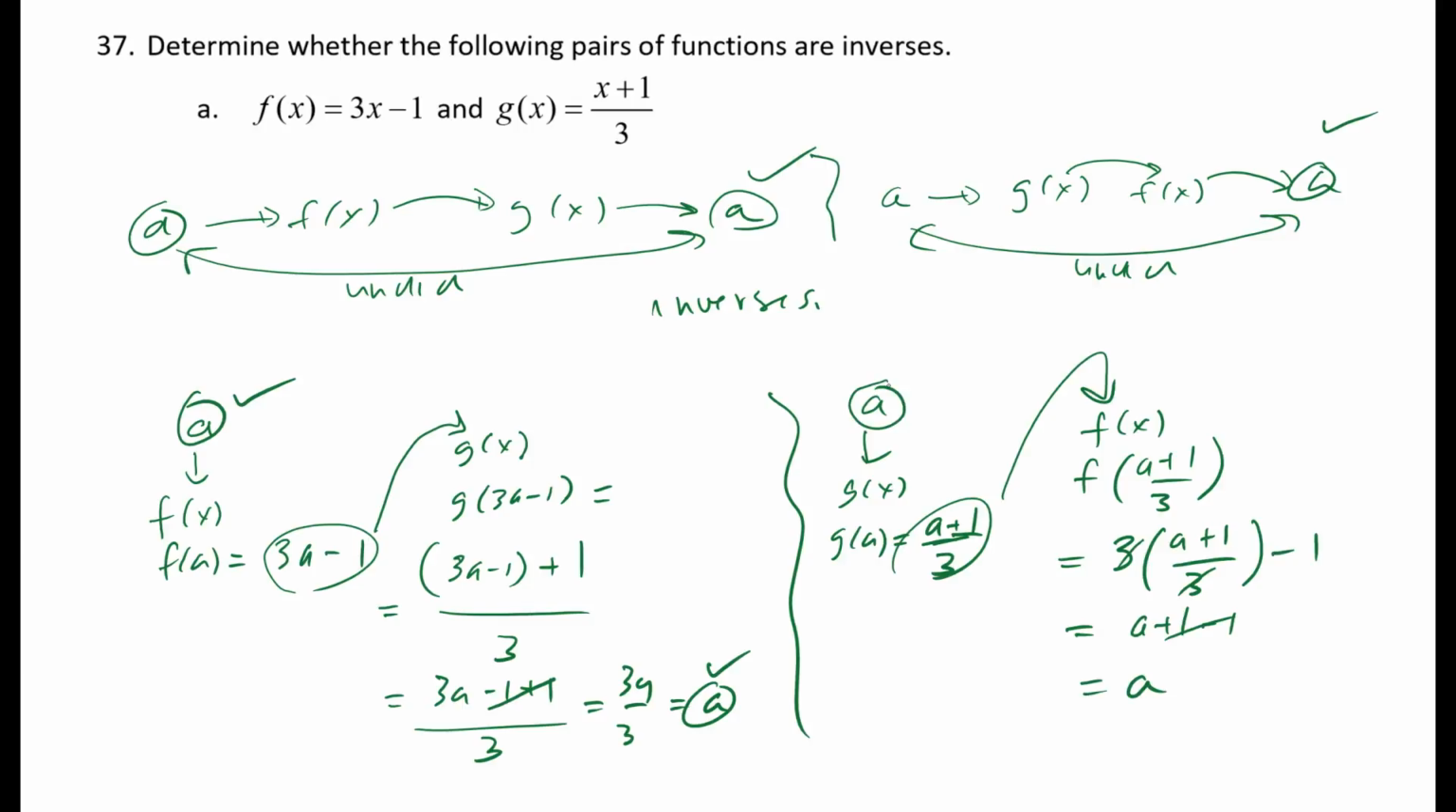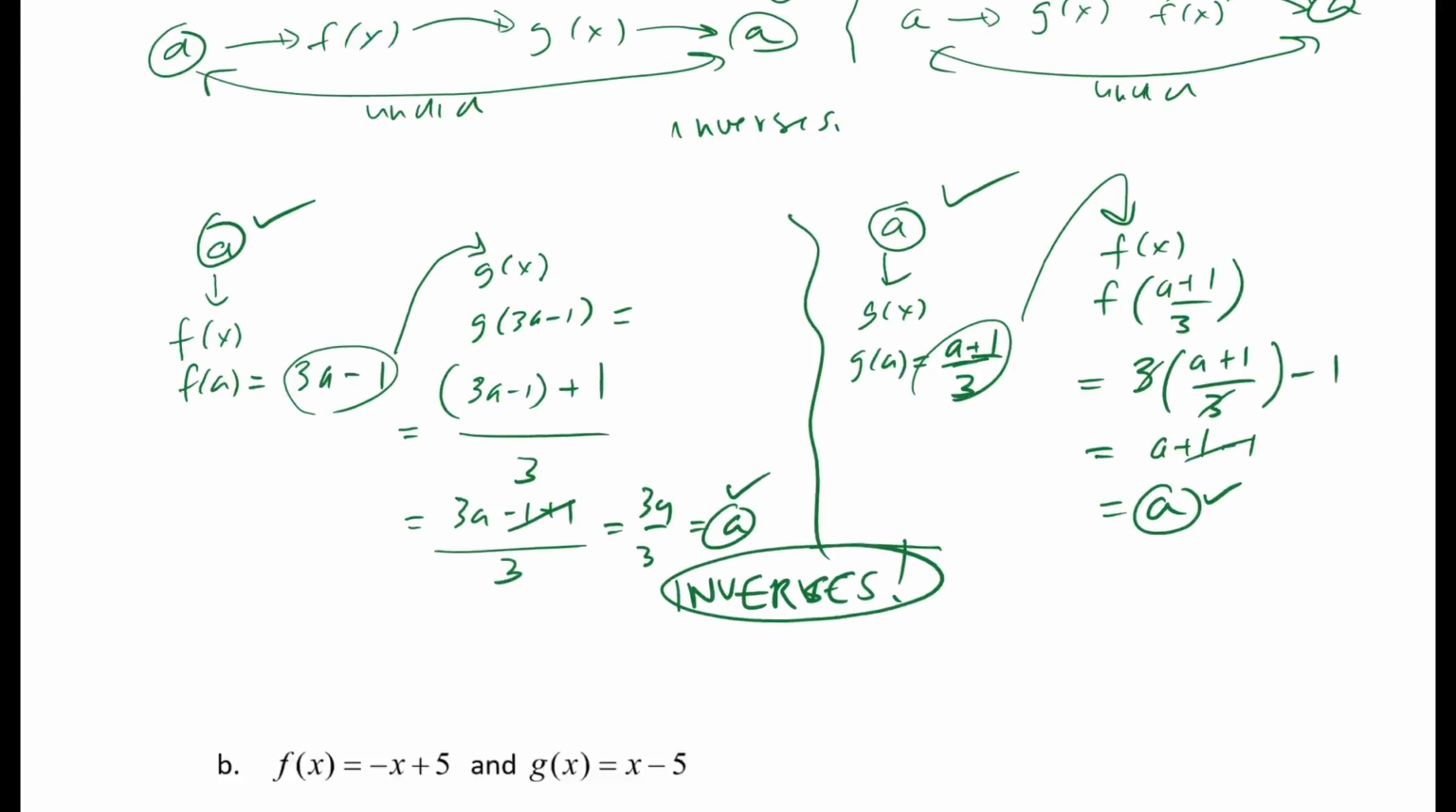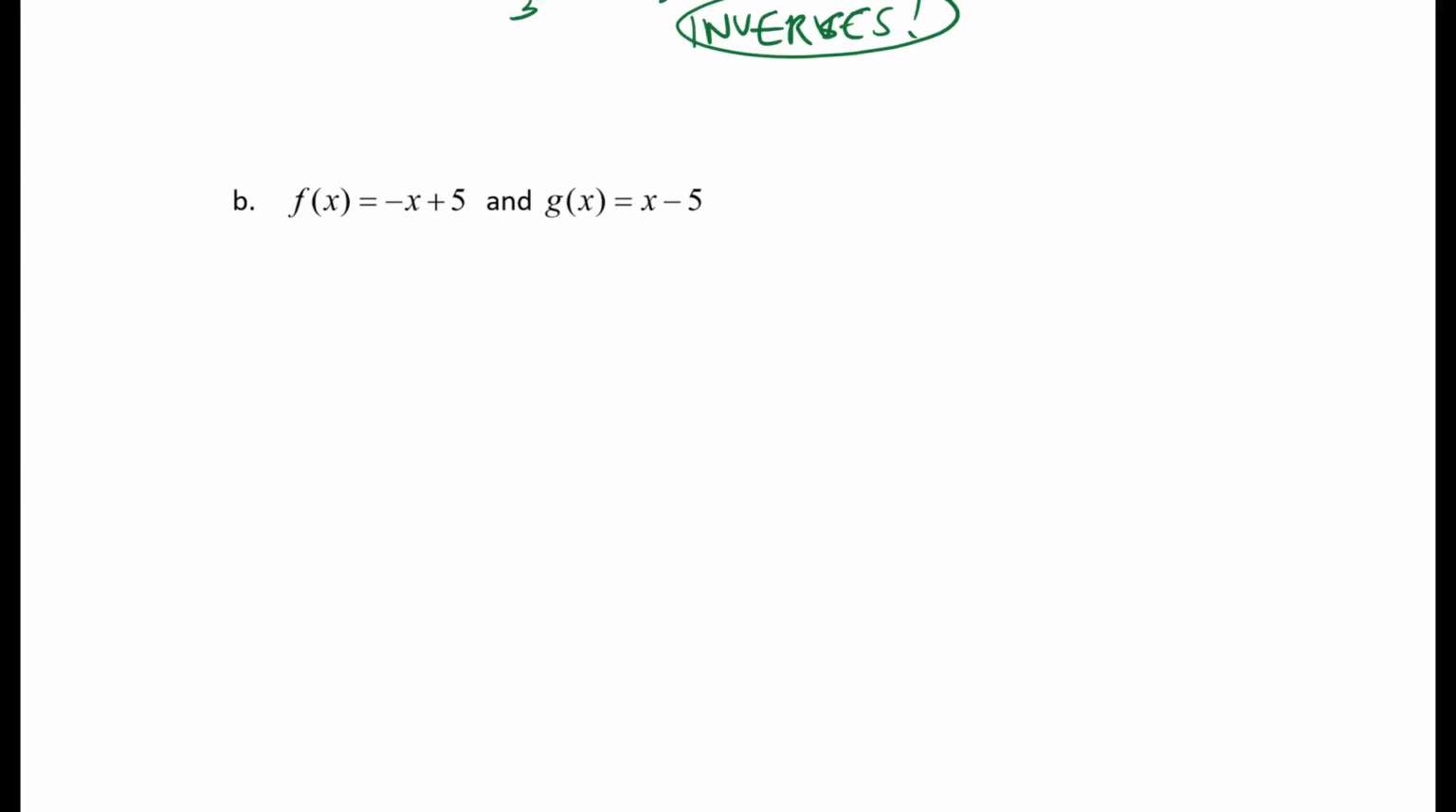So again, we put a in, a came out, it undid. So for this problem, g and f are in fact inverses. For part B, you can use the same process, check the answer key, but you should find out that these are not inverses when you go ahead and do the work.